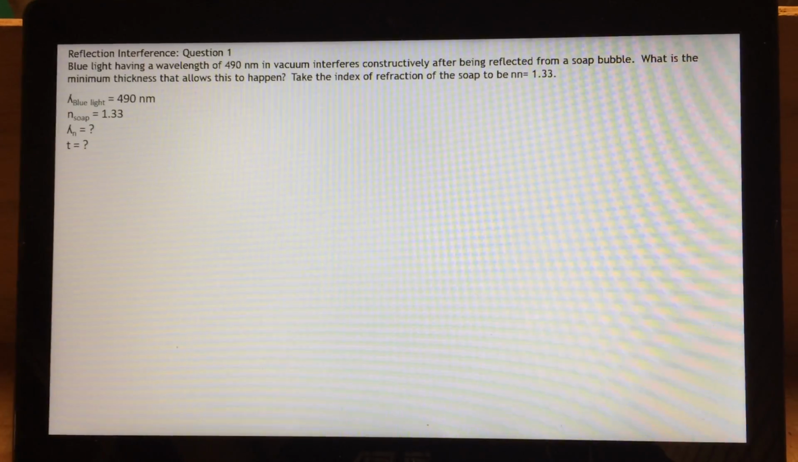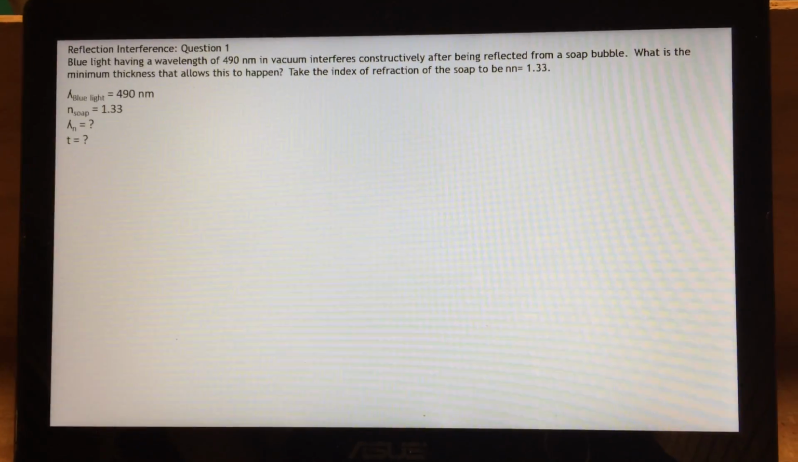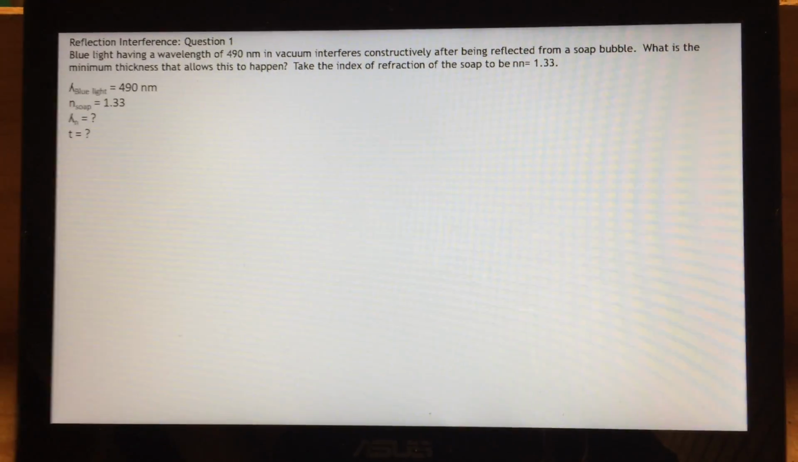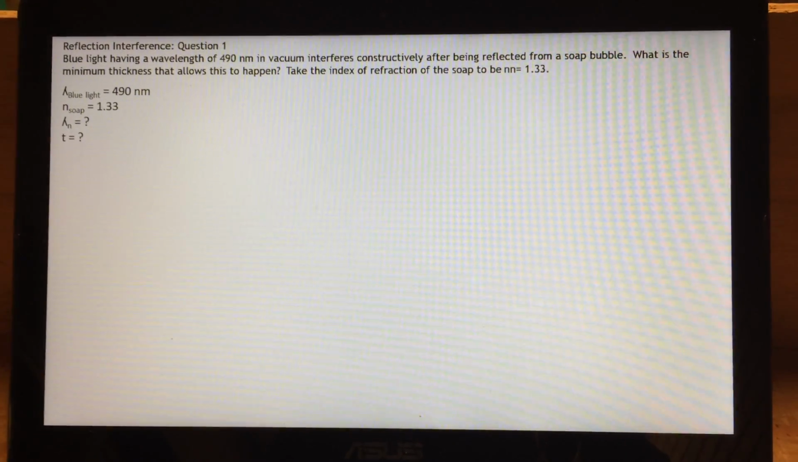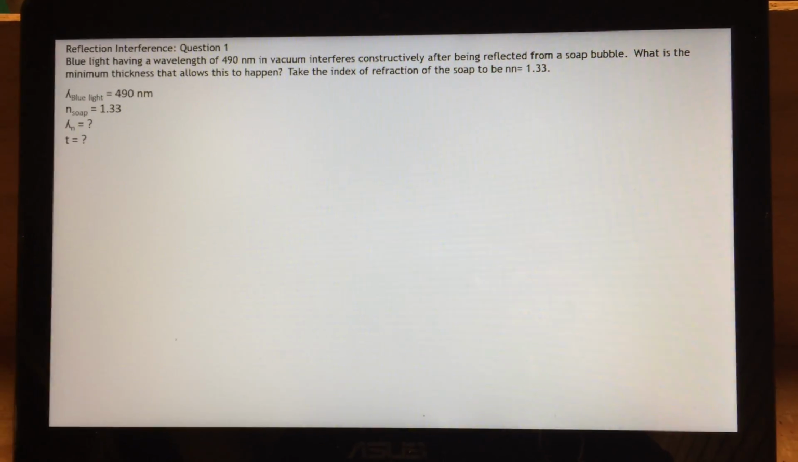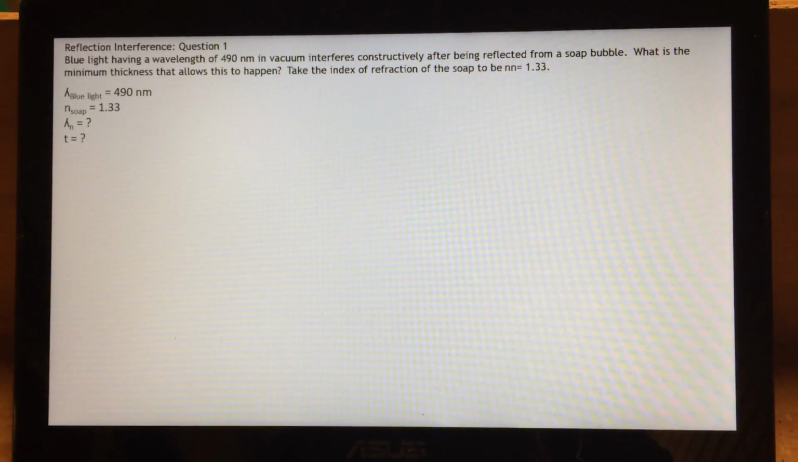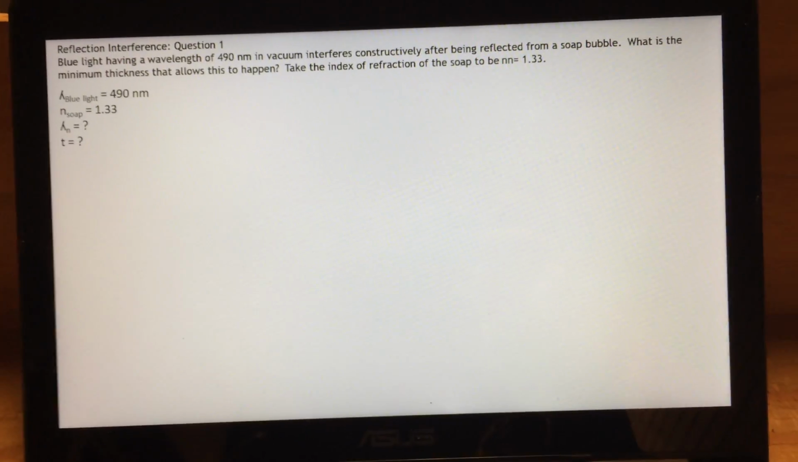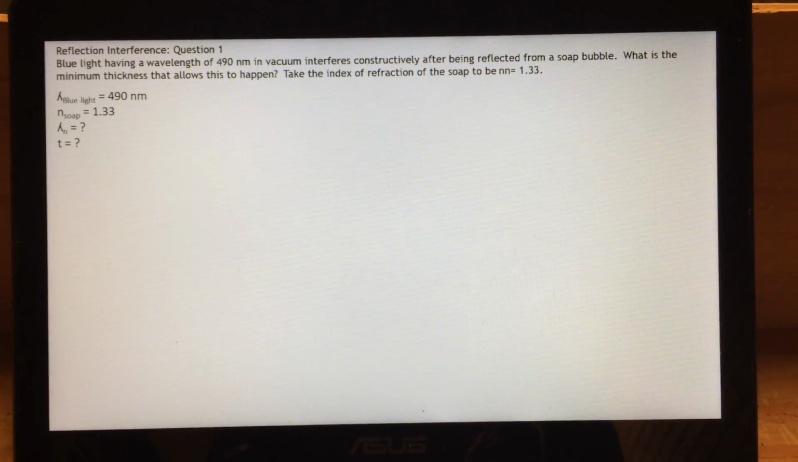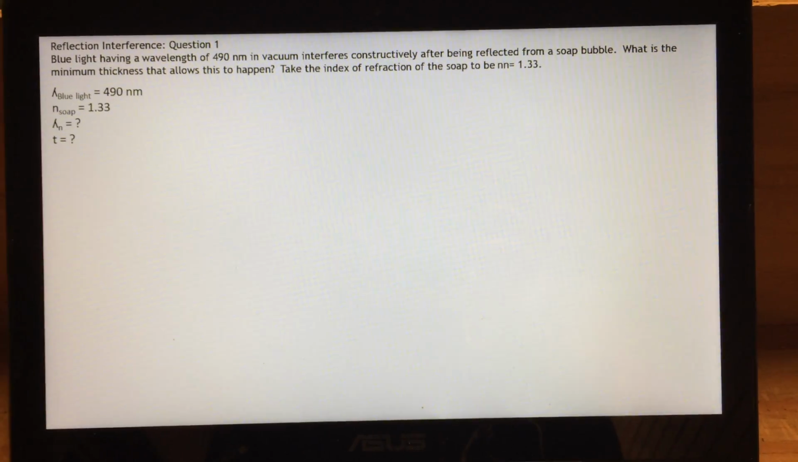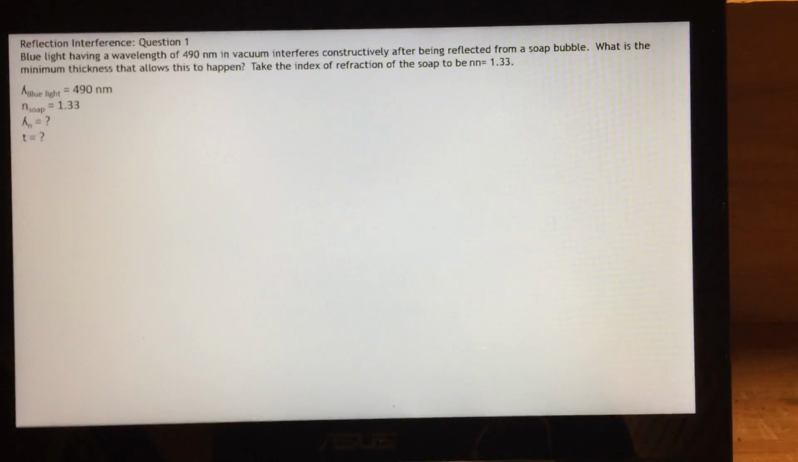First, we list out all the values given, and we figure out what we need to solve for. We need the wavelength of blue light in the soap bubble, and we also need to find T, which is our thickness.